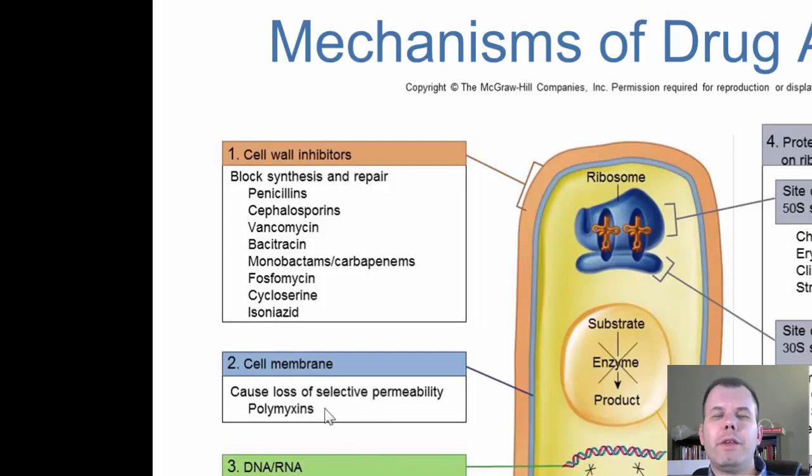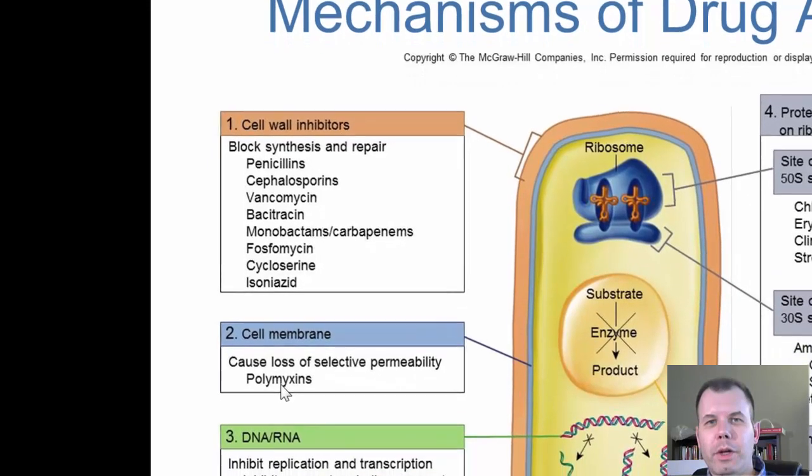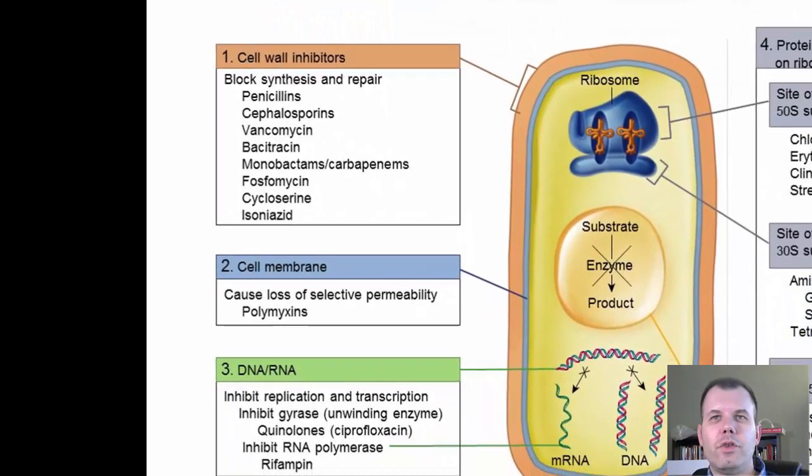Again, not very many. These are called polymyxins. So it's a rare drug because it has a lot of side effects because there's not a lot of difference between their bacteria cell membranes and ours. So there's more toxicity issues.